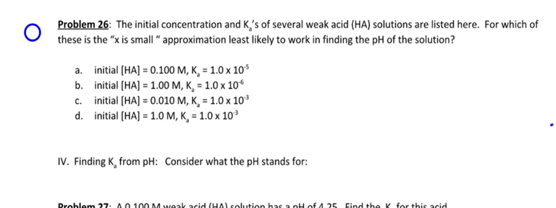It says the initial concentration and the Ka's of several weak acids are listed below. For which of these is the "x is small" approximation least likely to work, and find the pH of the solution. All right, well, I think you can probably cancel out 2 of them. So then which one is probably least likely? So go ahead and take your pick.